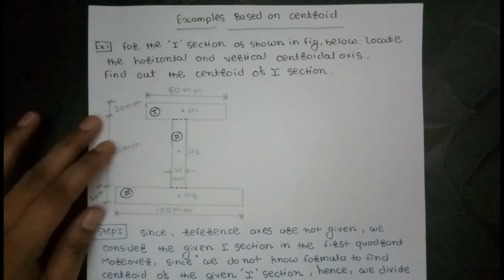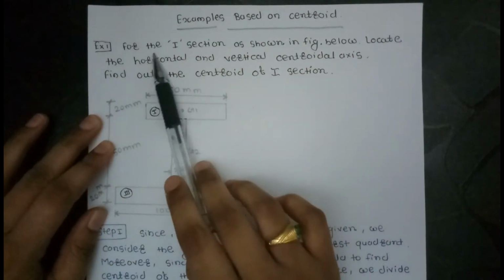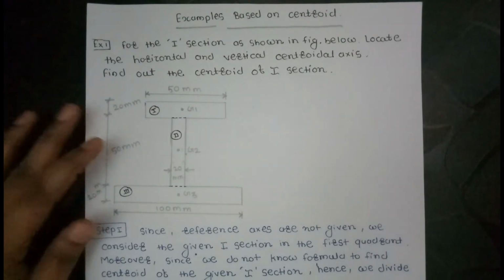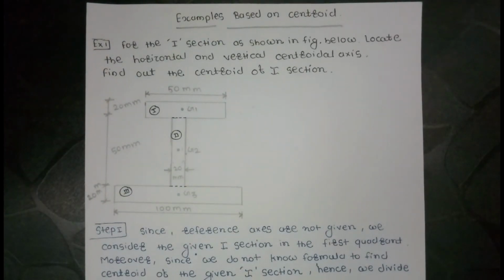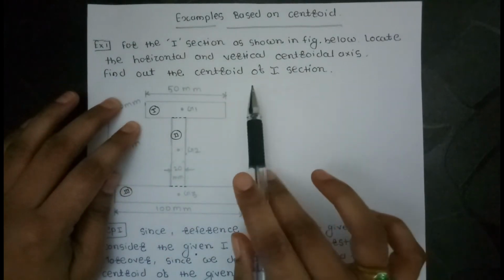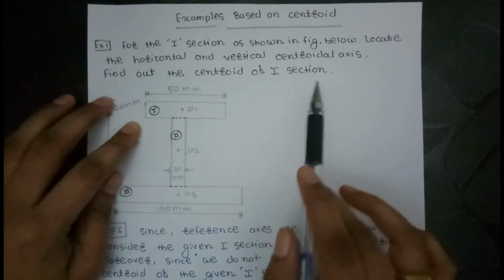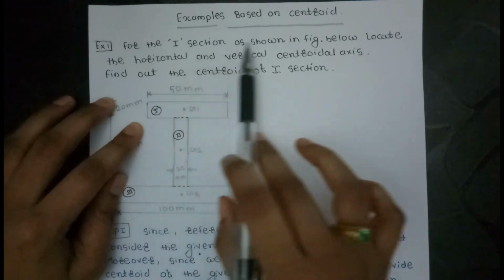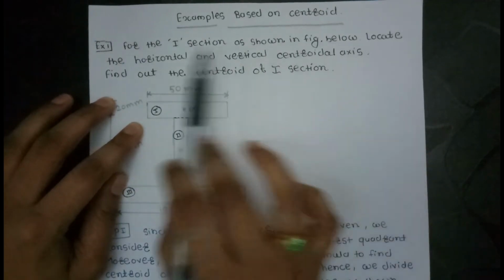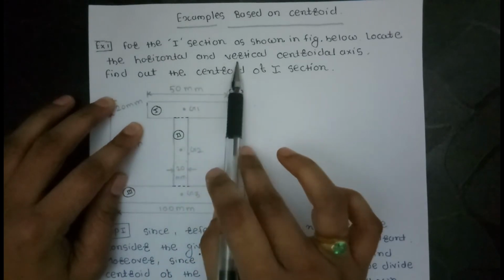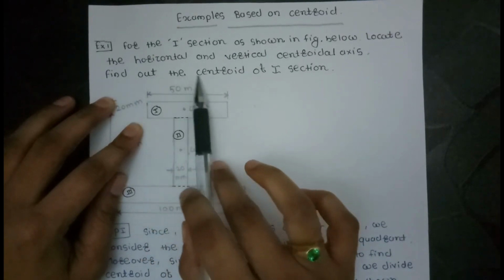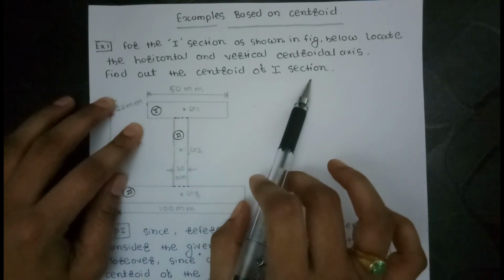For the I section, as shown in figure below, locate the horizontal and vertical centroidal axis. Find out the centroid of I section.